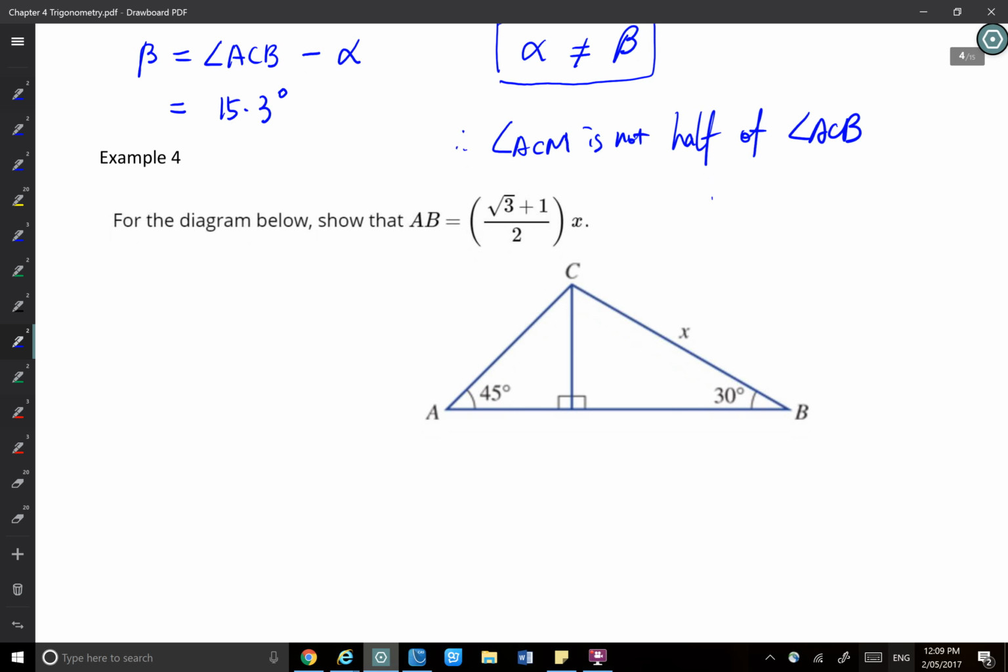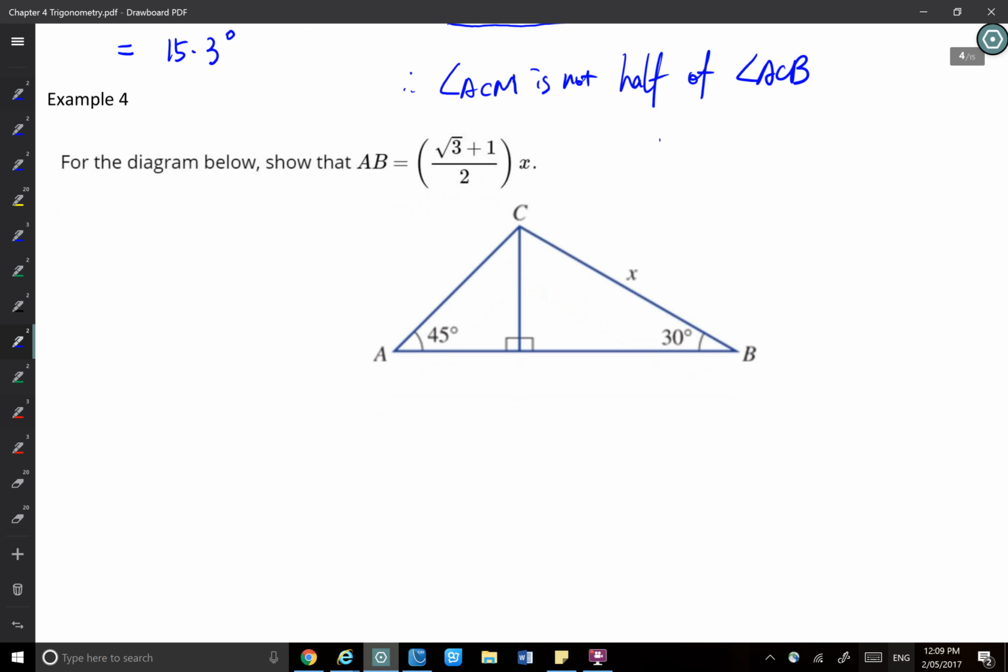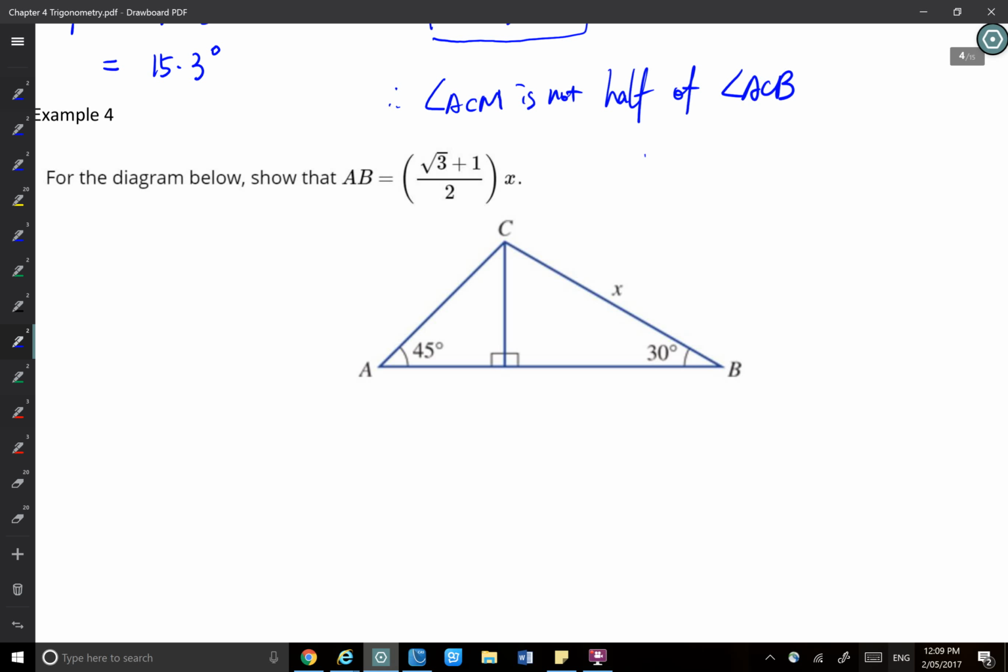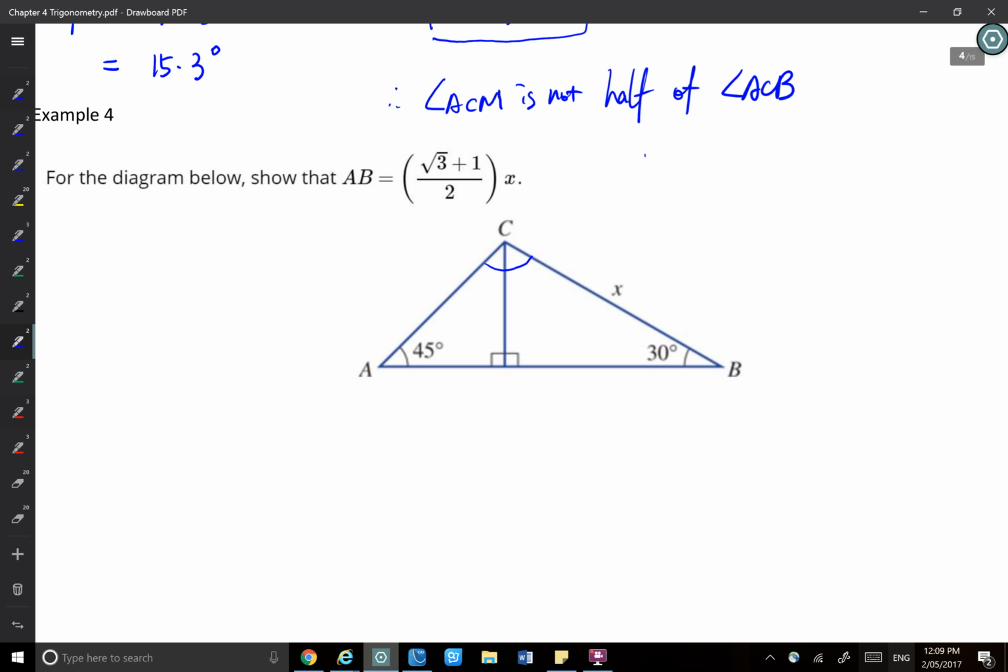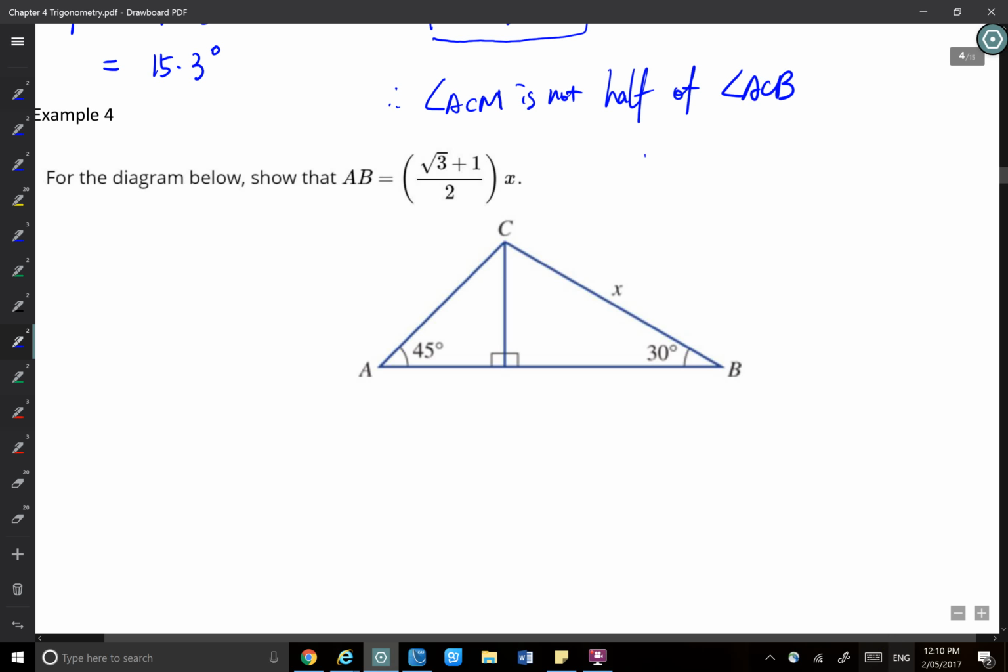Okay, and we have this question here, A, B, C. Is that angle ACB a right angle? No. If it's not a right angle, I can't use the triangle ABC to calculate. If that's a right angle, that's really easy: sine 45 degrees equals something over AB. But first you test it's not a right angle, because 45 and 30 can't make a right angle for you. So what does AB equal?